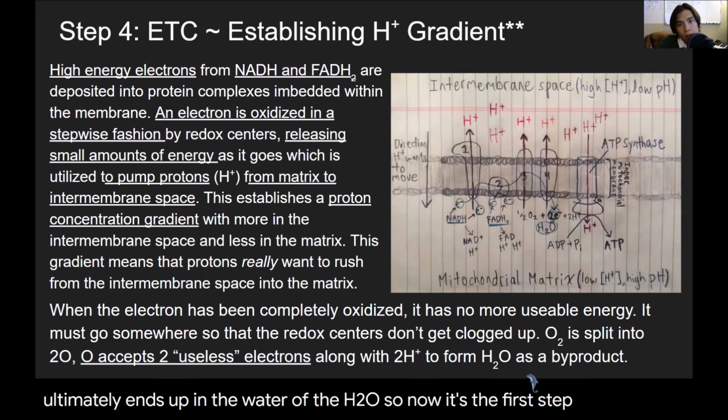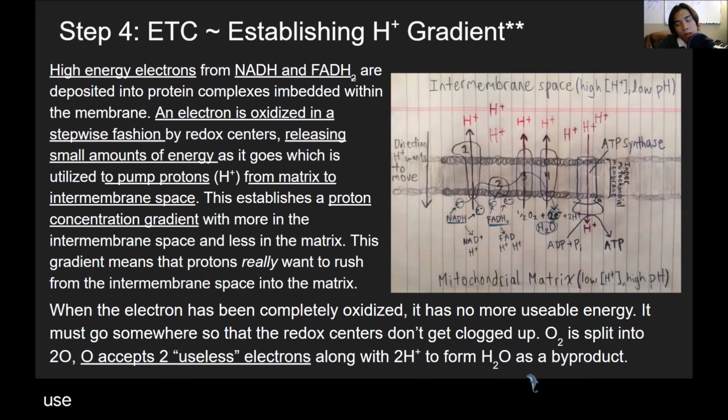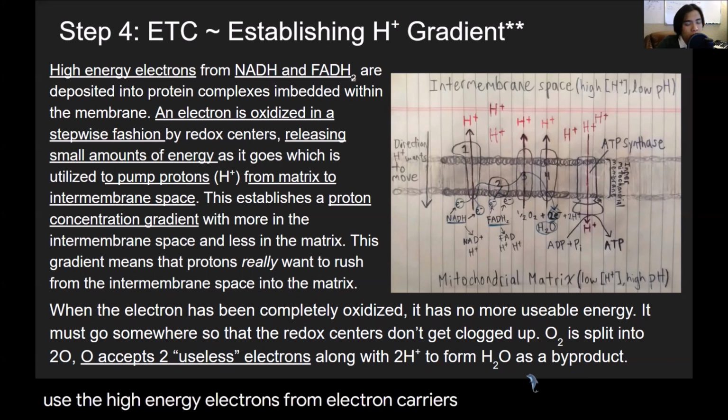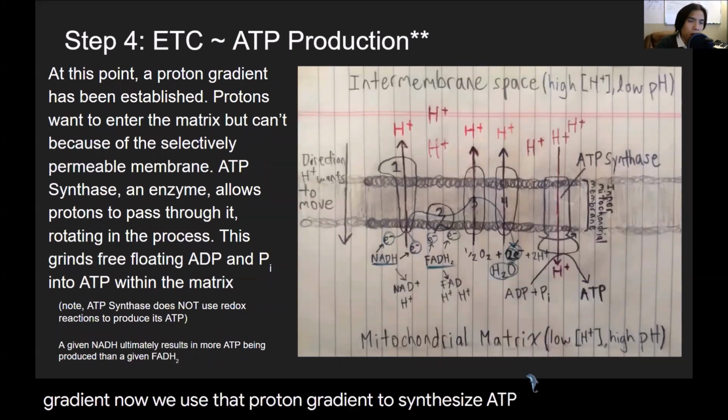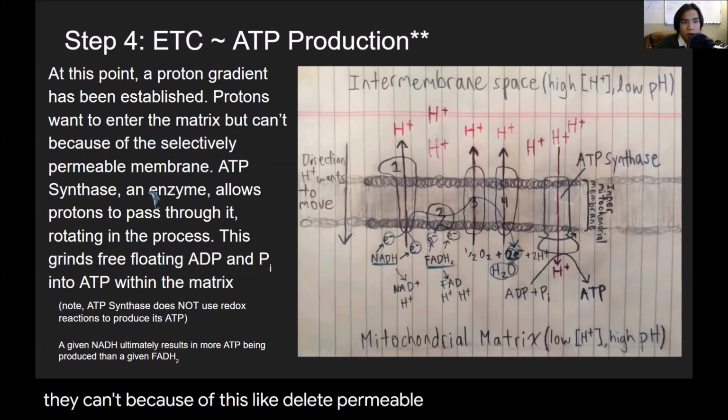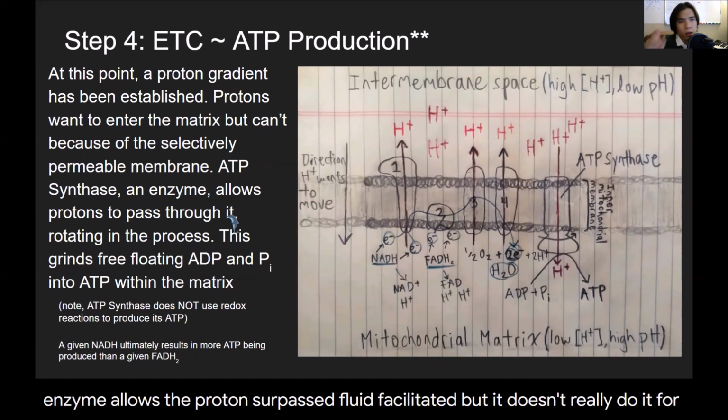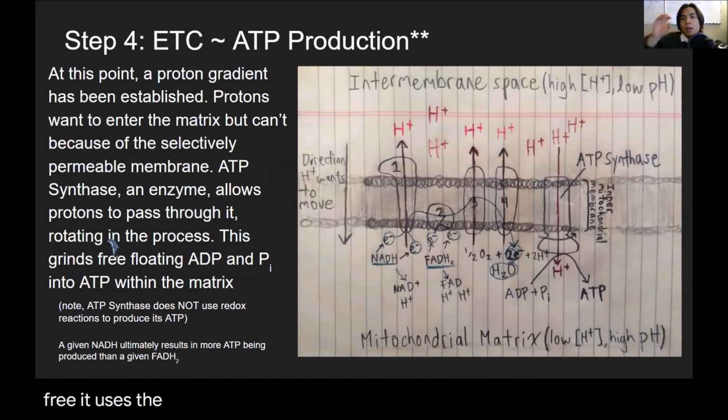So that was the first step. We use the high energy electrons from electron carriers to establish a proton gradient. Now, we use that proton gradient to synthesize ATP. Protons want to enter the matrix, but they can't because of the selectively permeable membrane. ATP synthase, an enzyme, allows the protons to pass through it, facilitates it, but it doesn't really do it for free. It uses the energy of the protons rushing through it to rotate.